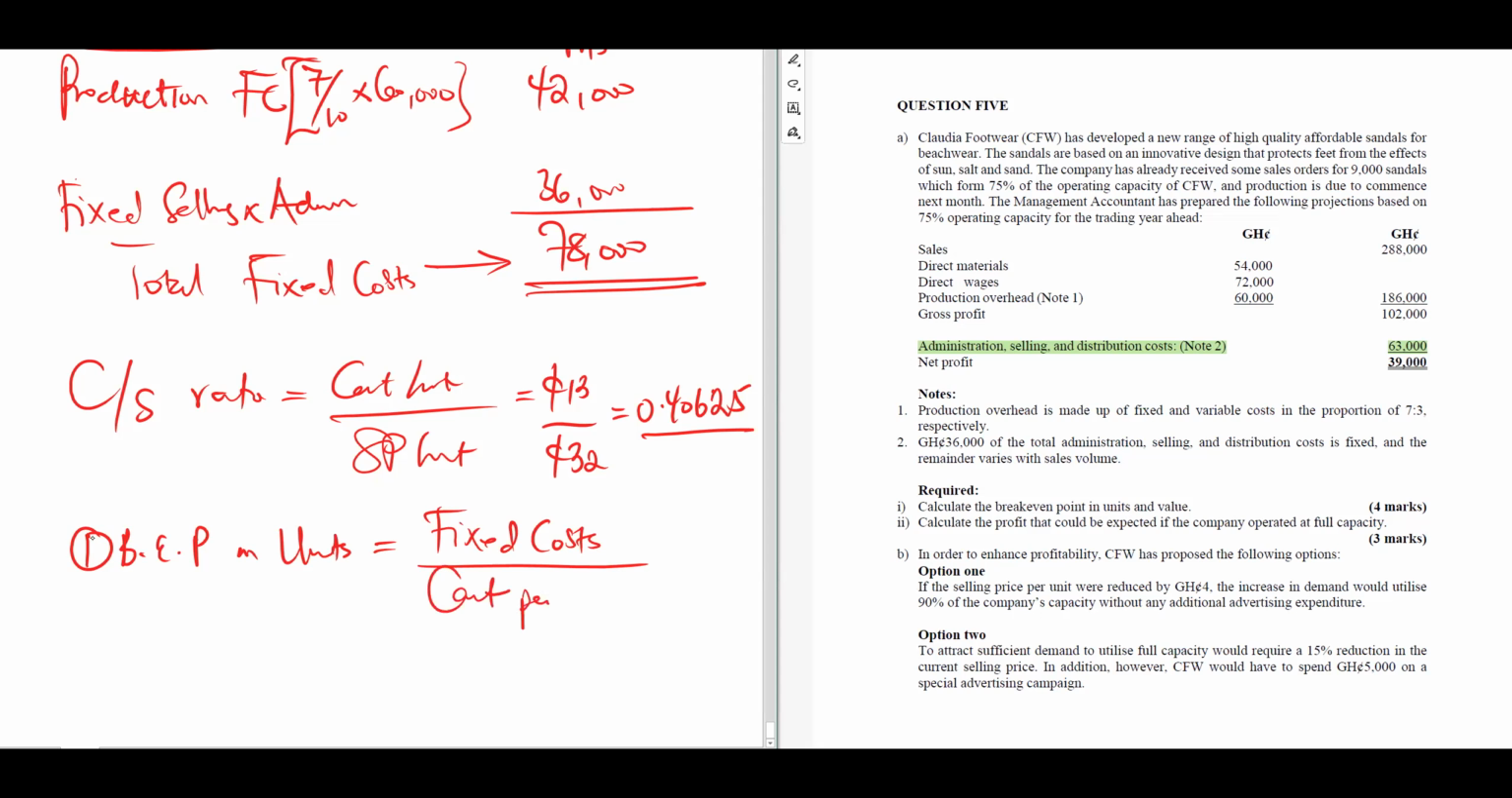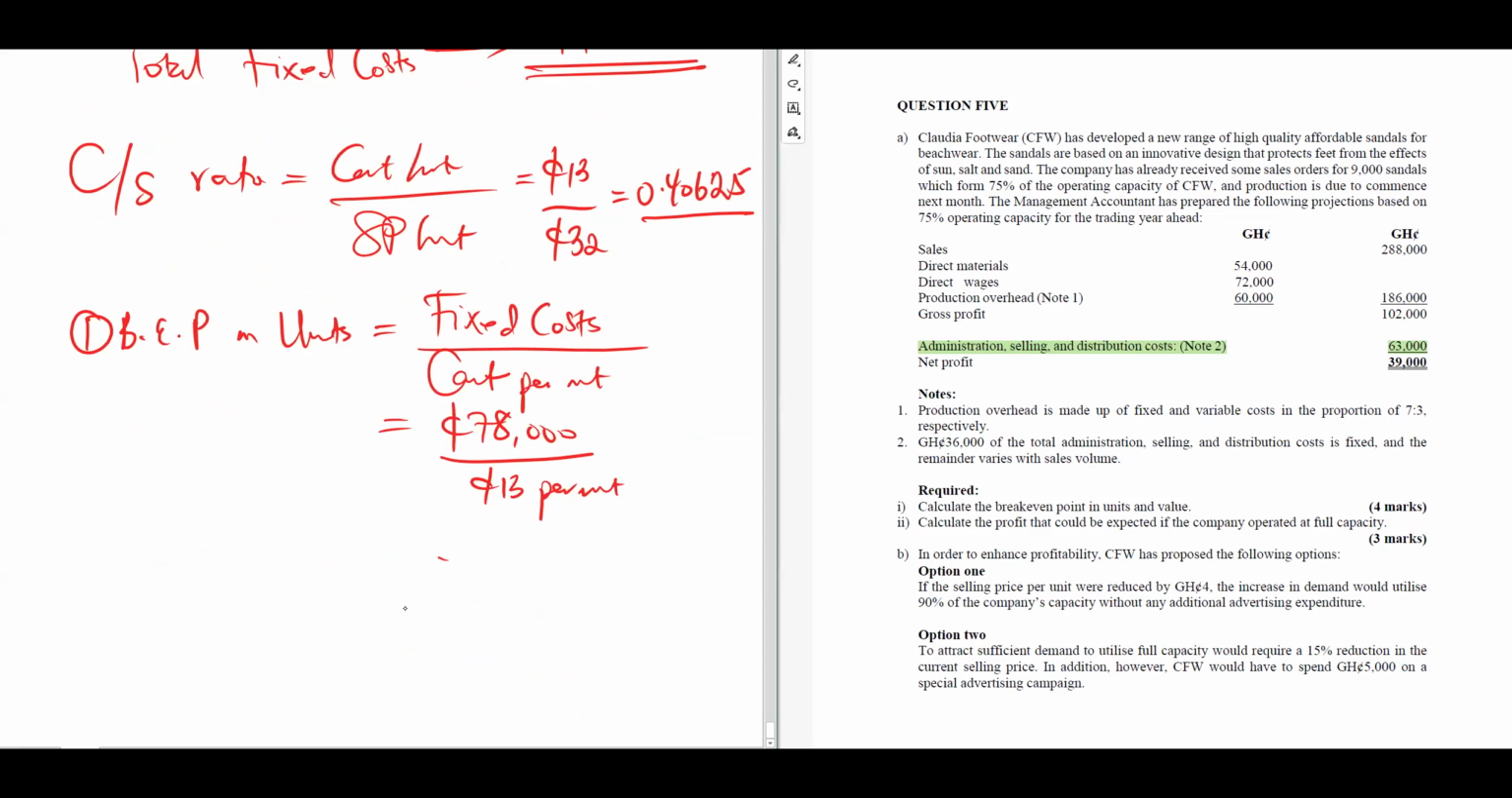So contribution per unit, right? And then our fixed cost is 78,000, not so? Divided by what? 13 cedis per unit, not so? So in that case, 78,000 divided by 13 cedis per unit is going to give us 6,000. That means the company must produce 6,000 units to break even.